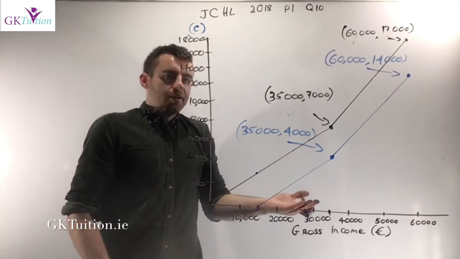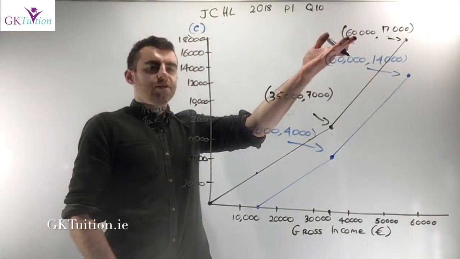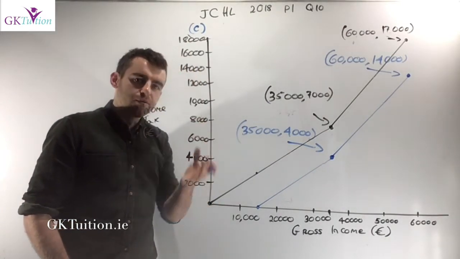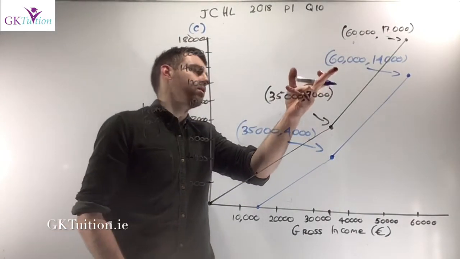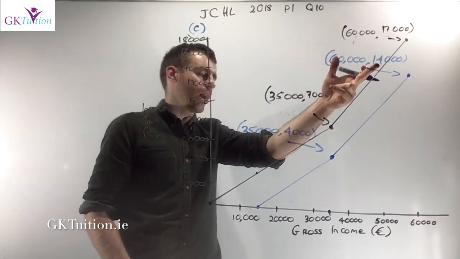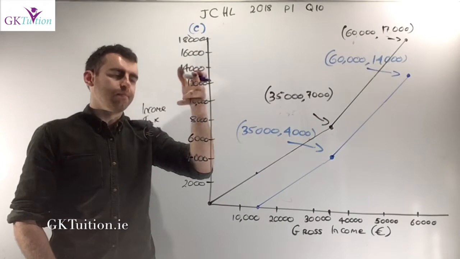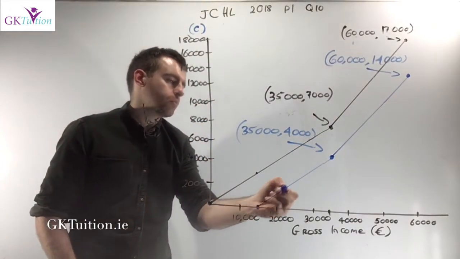In the previous part of the question, if someone had earned 60,000 euro, they would have paid 17,000 euro in income tax. But now they have a 3,000 euro tax credit, so that person only has to pay 14,000 euro in tax. So we plot the point 60,000, 14,000. And once again we just join up the 3 points.